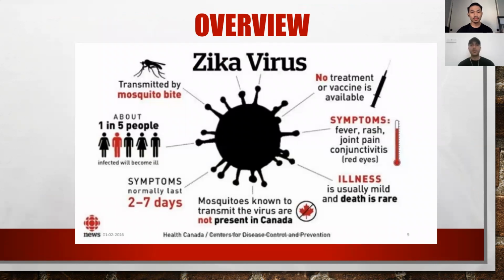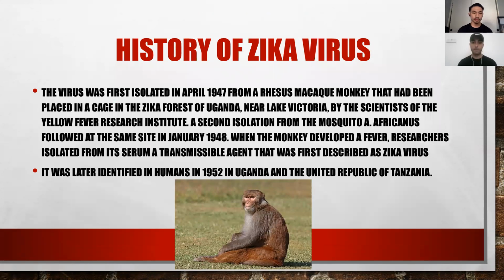So first, we'd like to start with a little overview of the Zika virus. It's transmitted by mosquito bite. One in five people that are infected will become ill. They will see symptoms between 2 to 7 days. The illness is usually mild, and there are rare cases of death. Some symptoms that they'll experience are fever, rash, joint pain, and conjunctivitis, which is red around the eyes. There's no treatment or vaccine available at this time for it. So go on to the next slide.